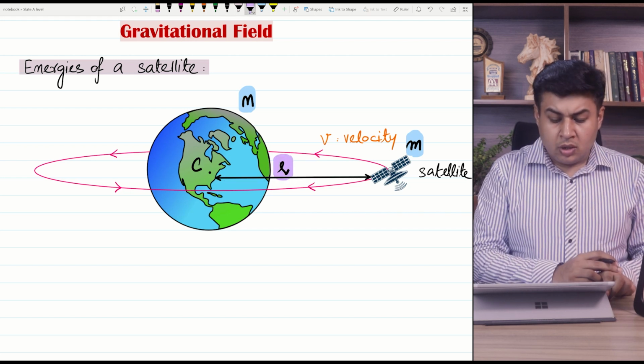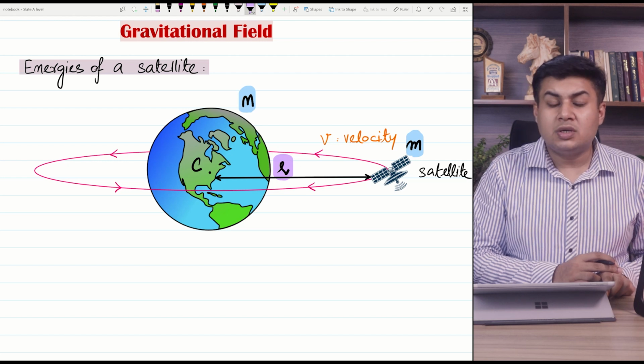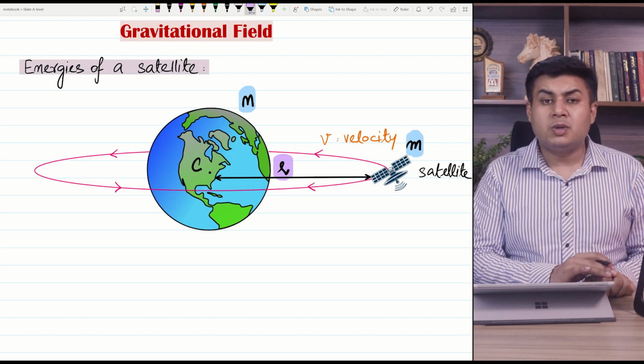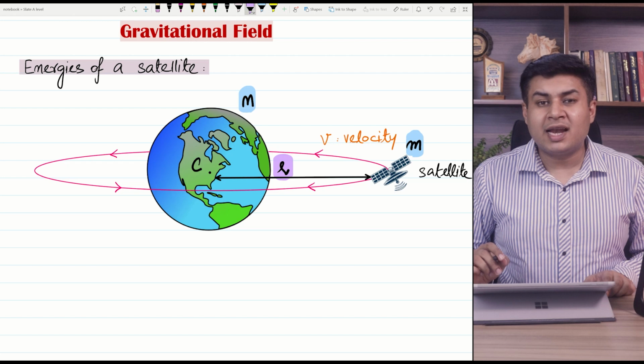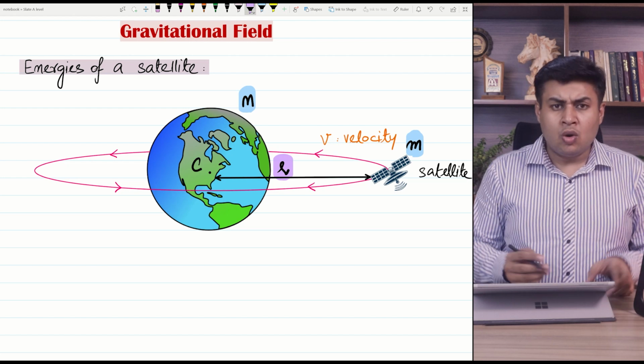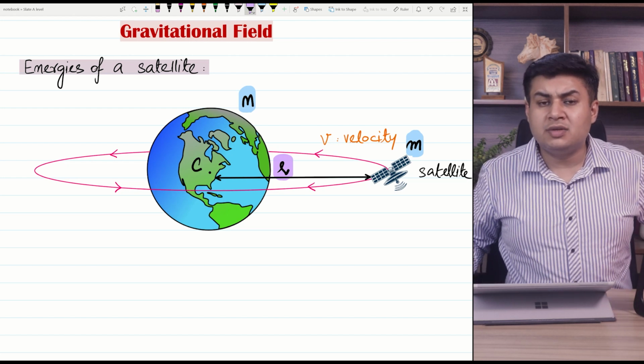Right? Now, this satellite has kinetic energy due to its motion and it has gravitational potential energy. And you know the formula of gravitational potential energy already. What is the formula of gravitational potential energy within the field?